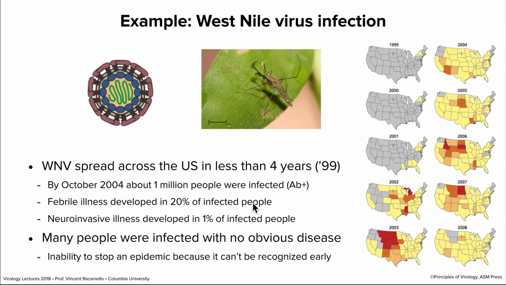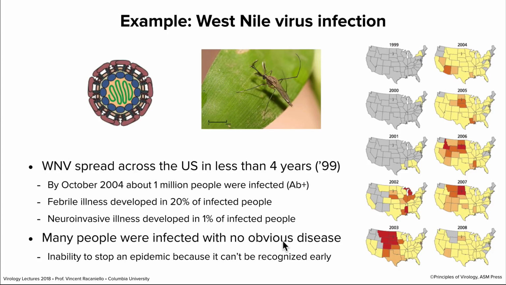About 20% of infected people developed a fever. About 1% developed neuroinvasive illness. The virus goes into the central nervous system and causes damage there. But 80% of infected people had no obvious disease. This is what we mean by inapparent infections. This is common for many viruses, and it is a problem because it makes it difficult to recognize an epidemic.